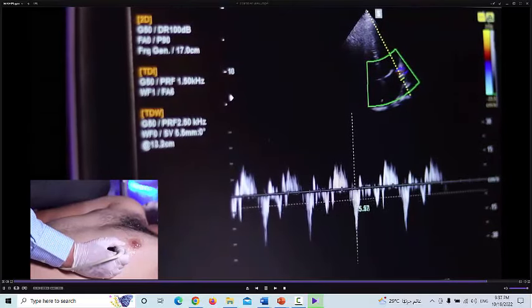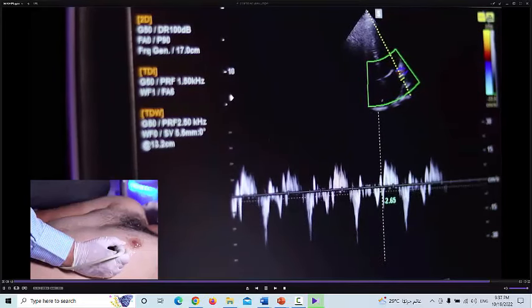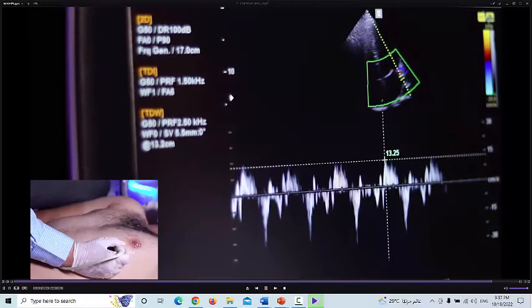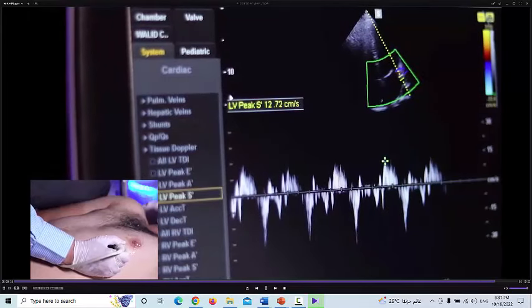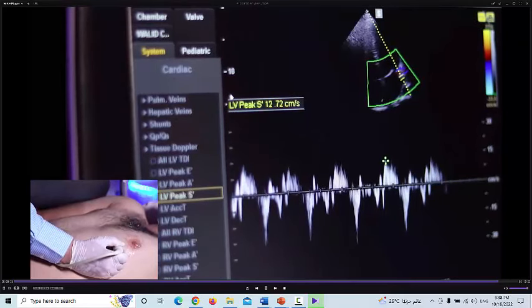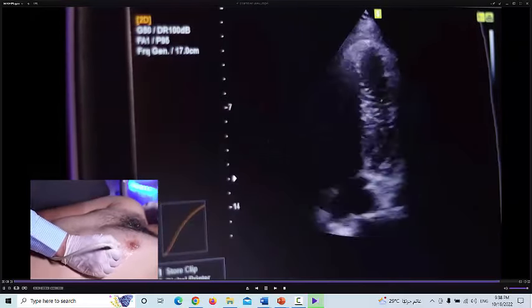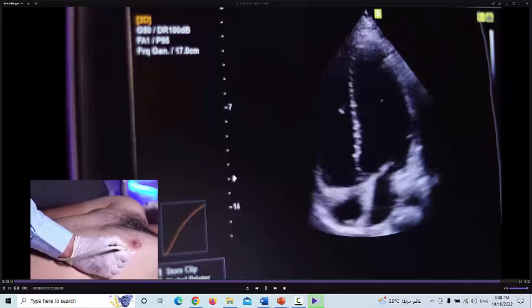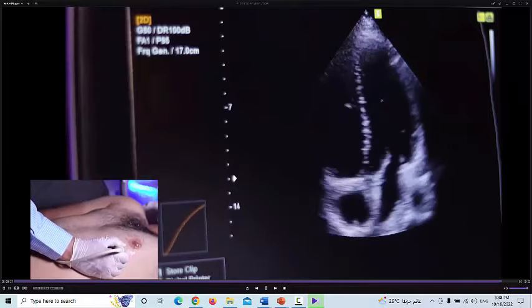This is the E prime, and this is the A prime, and this is the isovolumic contraction, and this is the S prime, which is denoting the upward movement of the lateral mitral valve annulus. It is 12.7, it is normal. So in our volunteer, we assess the left ventricular function by all means, and it was normal.